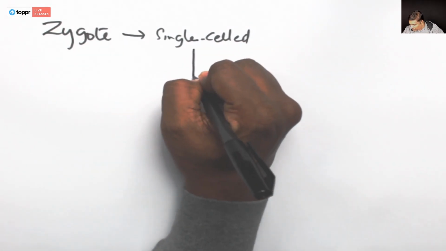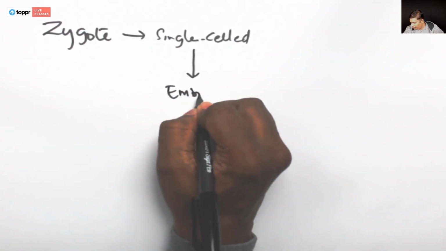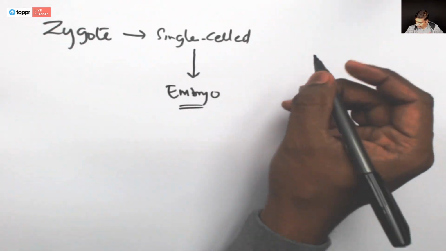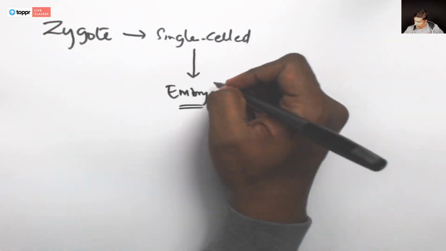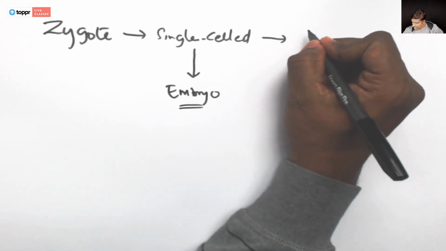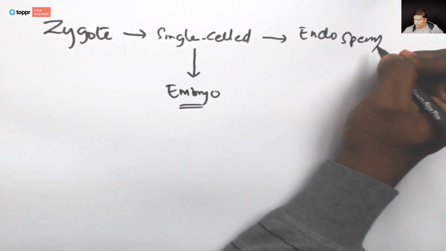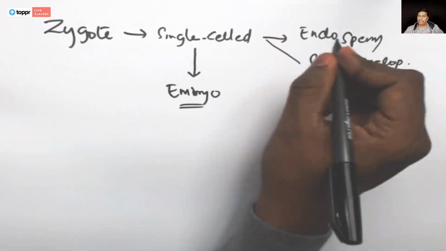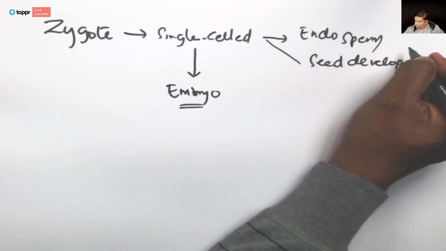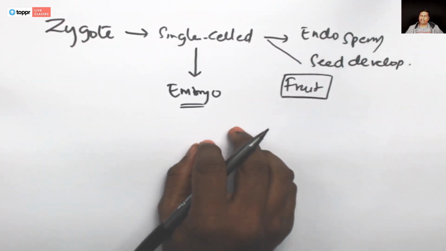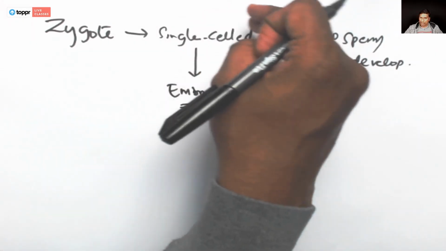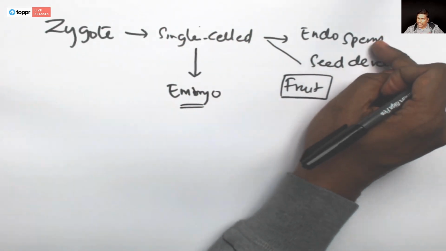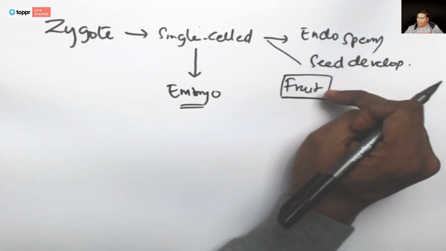Now this single celled zygote will then develop into an embryo, and while this development is happening, you also see the endosperm development and the seed development. The seed starts to develop, and the entire thing will go on to form fruit. Once the pollination is done, you see the fruit formation, and simultaneously you will see the single cell zygote developing into an embryo, the endosperm forming, and finally the seed developing inside the fruit.